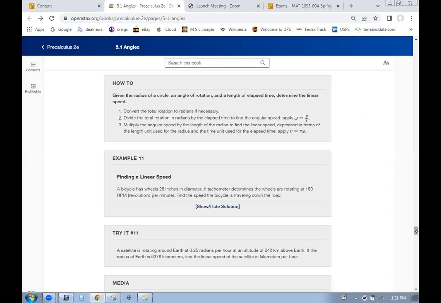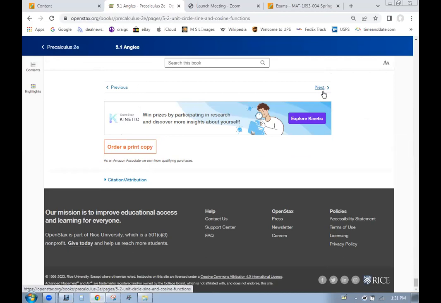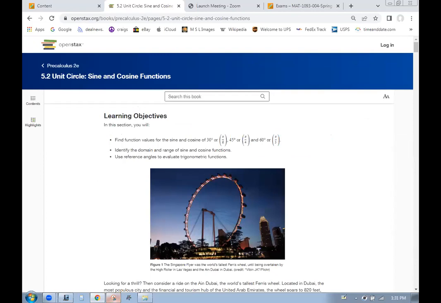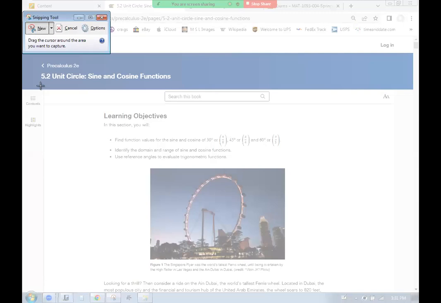And that's the end of section 5.1. Now 5.2, I'm going to do it a lot like I did 5.1. I'm going to give you the rough overview of the whole thing real quick, and then next time we're going to go through it slowly and in detail.